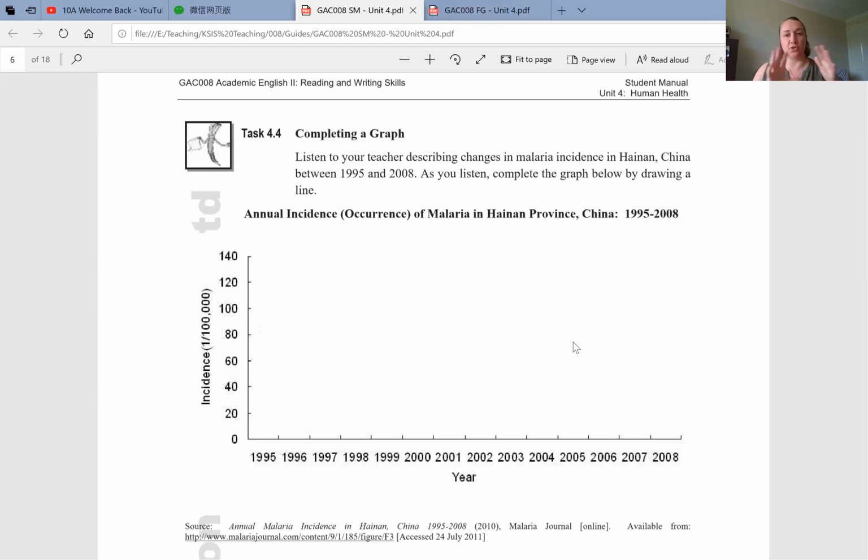So have a look at your charts. Do they look the same? So it should be up and down, up and down. Do they look the same?